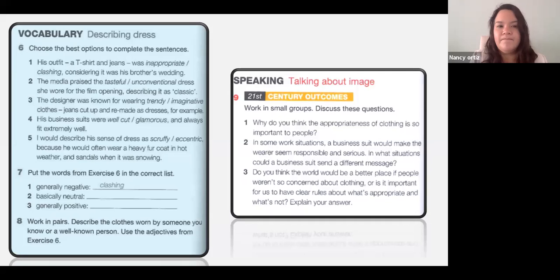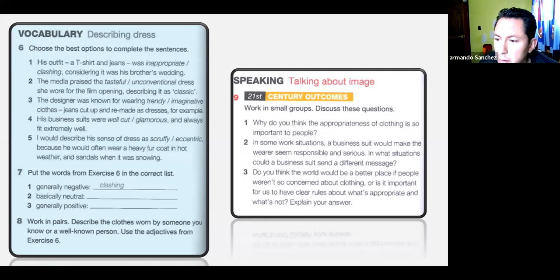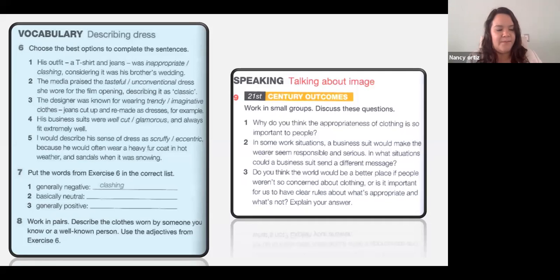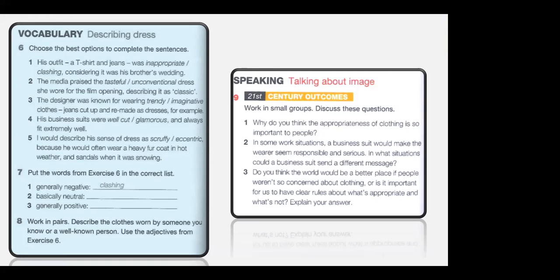One more. Inappropriate. Unconventional. Inappropriate. So here the answer, generally negative, and it's good for you to know. Generally negative words to describe clothes: clashing, inappropriate, and scruffy. Okay, now basically neutral, not bad, not good, to describe clothes. What words? Unconventional. Okay, one more.